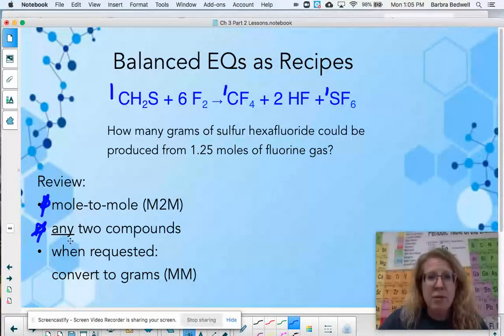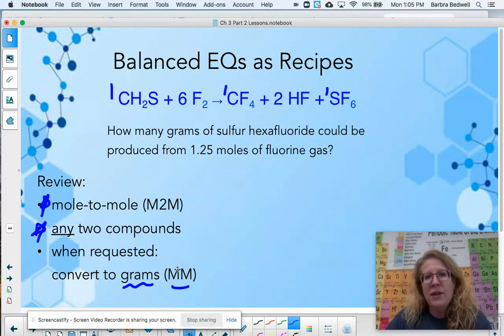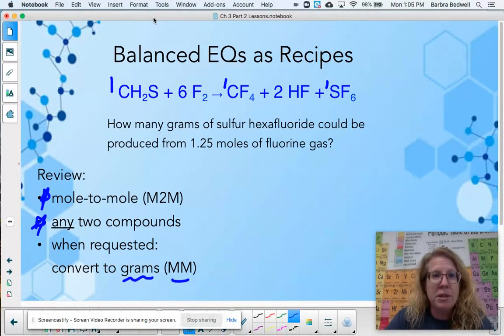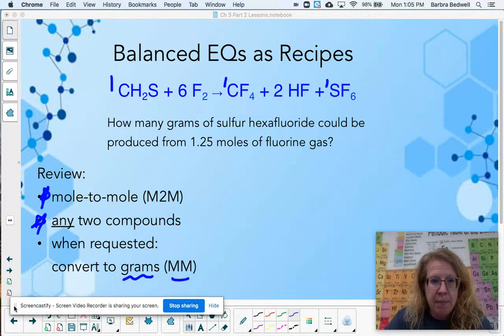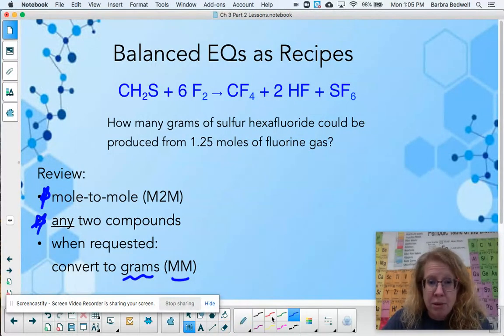And when requested, remember that sometimes we're going to want to convert to grams using molar mass. That's what MM stands for, molar mass, but not always. So make sure to read the problem and know what units you're looking for. If I take a look at this one, again, I'm going to use that strategy of always labeling my equation. I'll move this up just a touch so I can get to my tools at the bottom of my screen. My apologies. I always want to look closely at the way my problem is worded to make sure I'm doing the right parts of it.